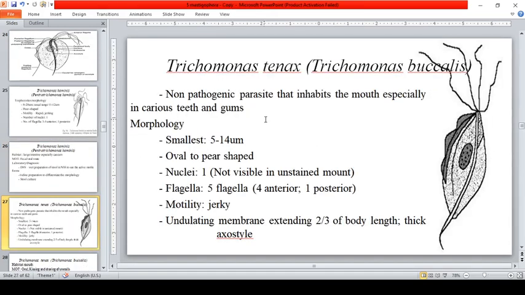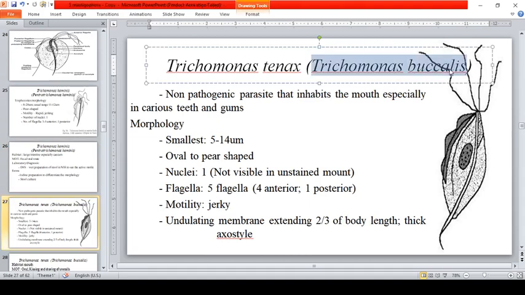Okay, so Trichomonas tenax, the other name, that is the Trichomonas buccalis. Okay, bakit buccalis? Kasi sa buccal cavity sila nakikita. That is a non-pathogenic parasite that inhabits the mouth, especially around the teeth and organs.